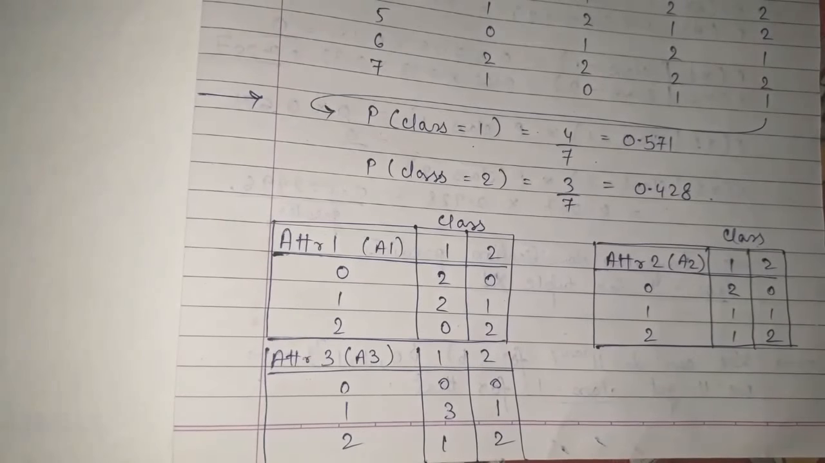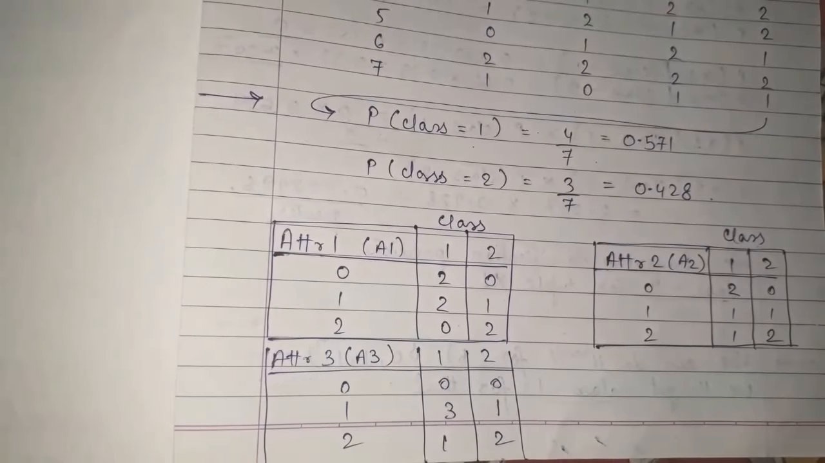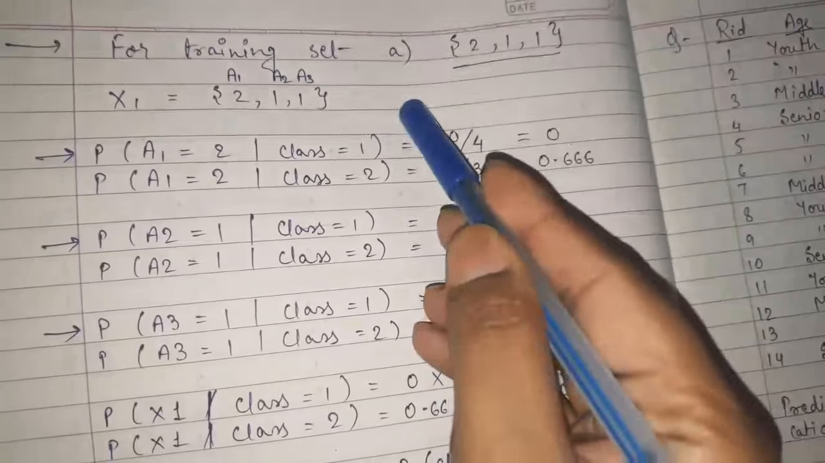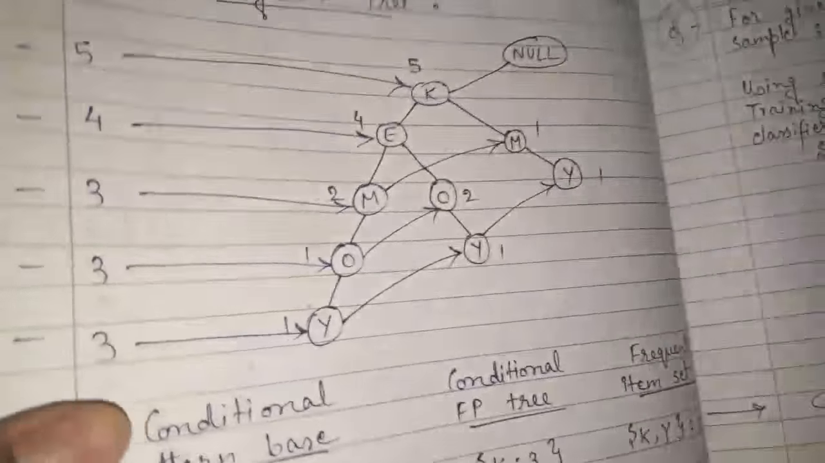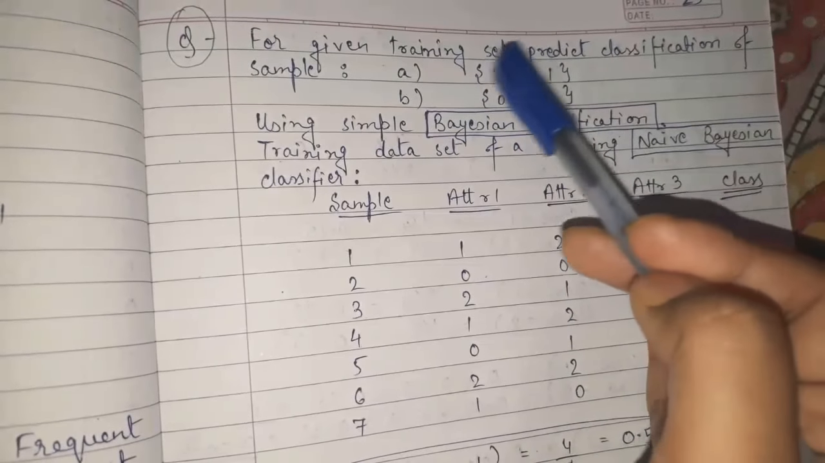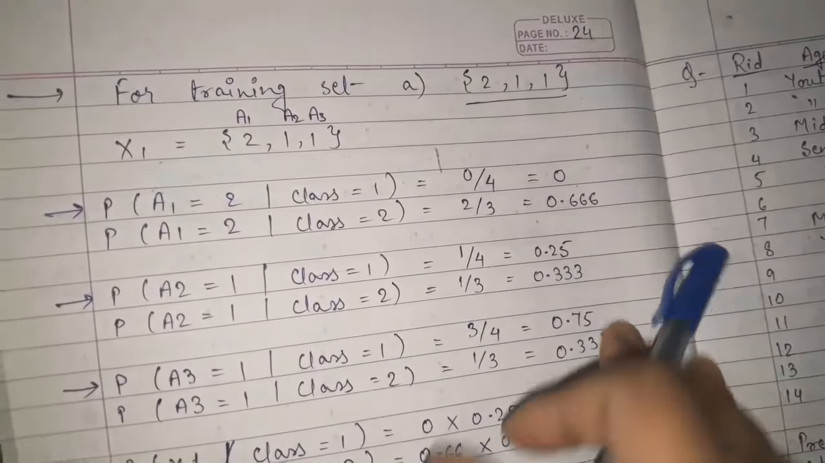Fine. Now after filling the table, we have 2 things. Already we have the probability of class 1 and class 2, and now we have the respective probabilities of the attributes of A1, A2 and A3. These 2 things are done. Now we will go to our next step. What should be our next step? Now we will start working on the training set that is given to us, that is 211. There were two training sets given to us, 211 and 011. So we are starting with 211, and we want to predict which class this 211 belongs to.